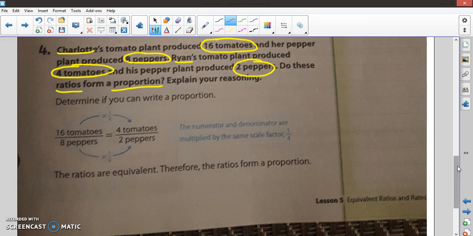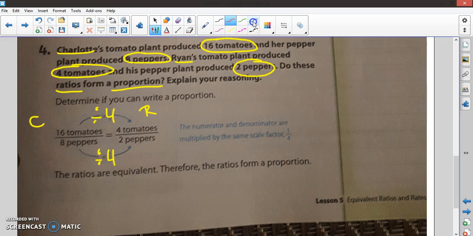So here we have Charlotte and here we have Ryan. Charlotte is 16 tomatoes, 8 peppers. We want to see if it's equal to Ryan's 4 tomatoes, 2 peppers. Now, notice how from Charlotte to Ryan it decreased, so we're going to be dividing. What's the relationship between the tomatoes? To get from 16 to 4, we divide by 4. Let's see if that's true for the peppers. To get from 8 to 2, we also divide by 4.